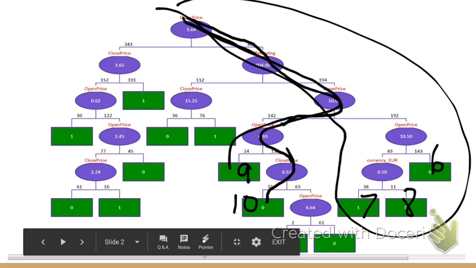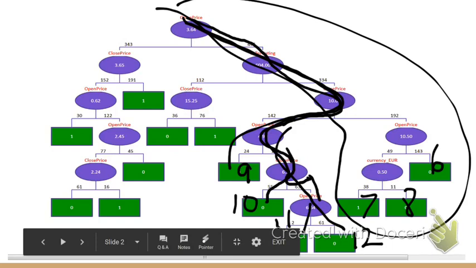If I go again from the top down here, all the way here, I'm going to go close price is greater than 6.52, down to open price is less than 6.64, and that is competitive, and that is number 11. Again, this one going down this way will be number 12.